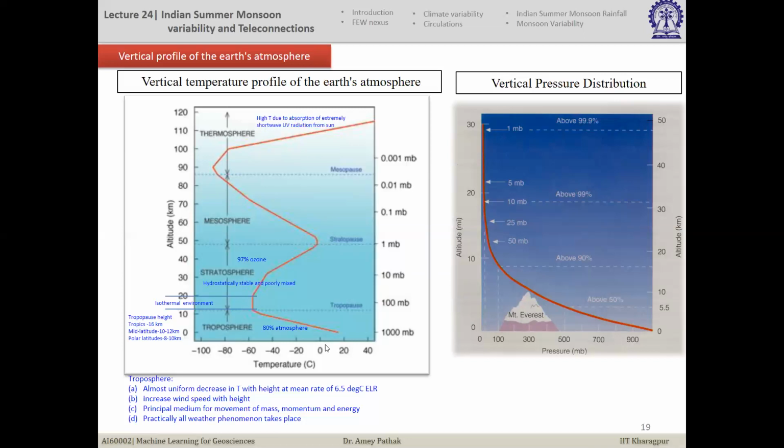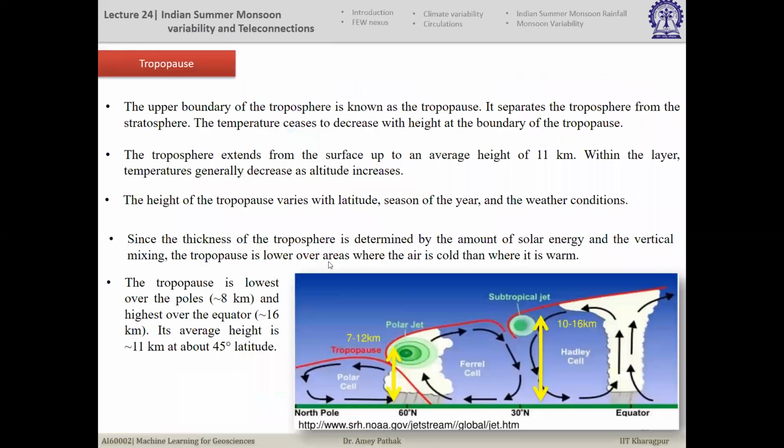Our concentration will be more on the troposphere, because most of the weather phenomena take place in the troposphere. Okay, let's have a little more discussion on the tropopause.